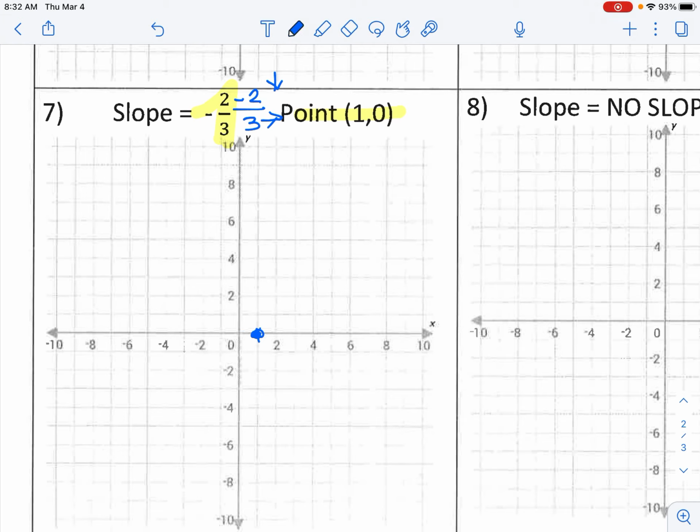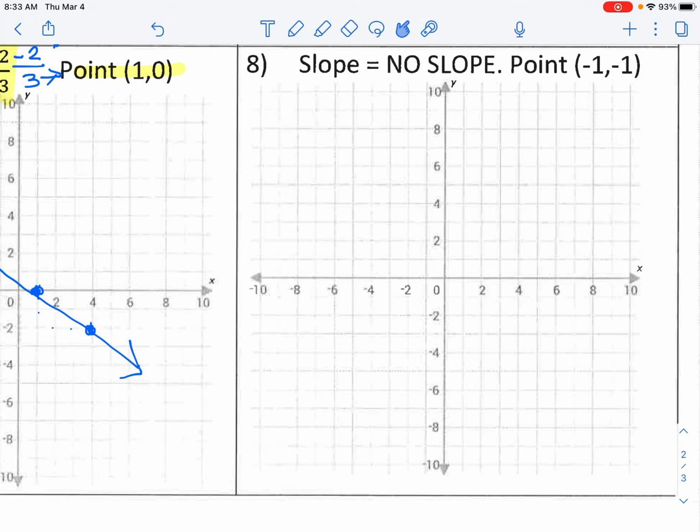So from here, I'm going to go down 2, so down 1, down 2, and to the right 3. 1, 2, 3. So my second point will be here. Connect your 2 points to draw a line. Oopsies. Sorry, make sure both your points stay on your line, like that.